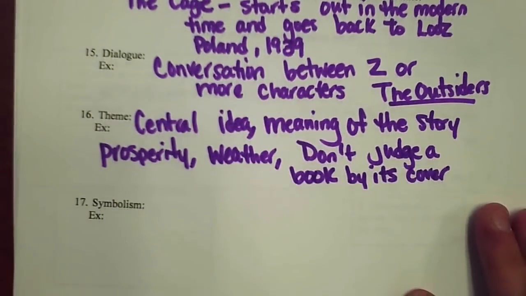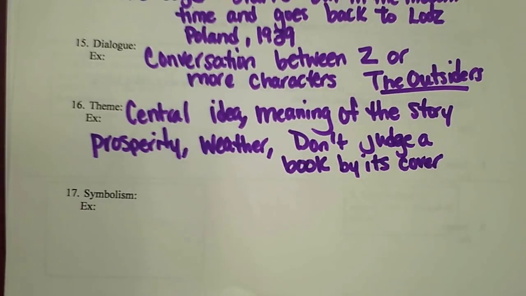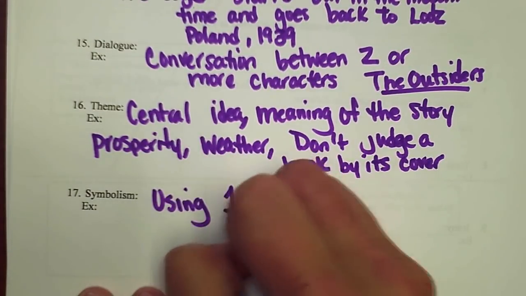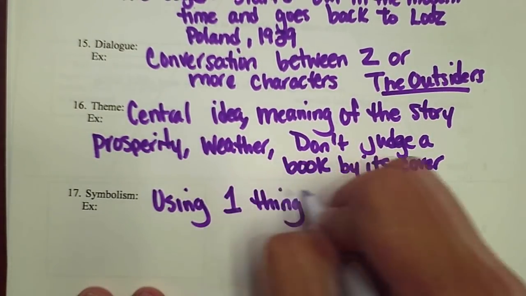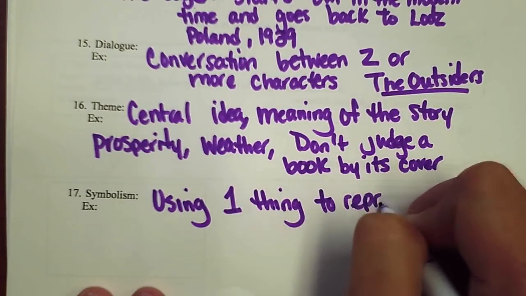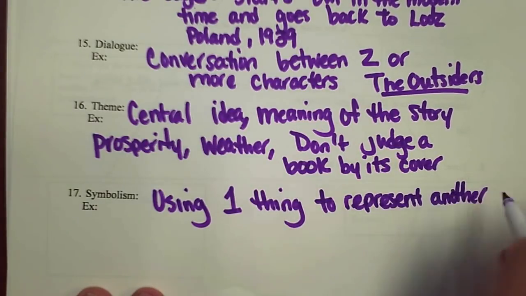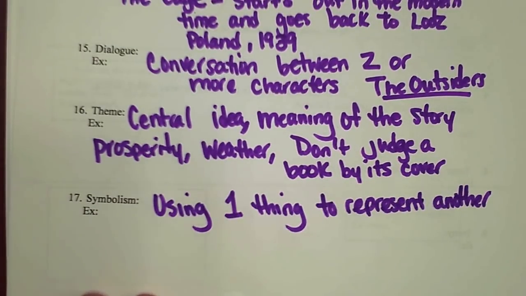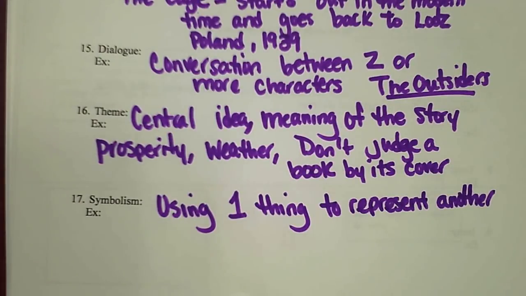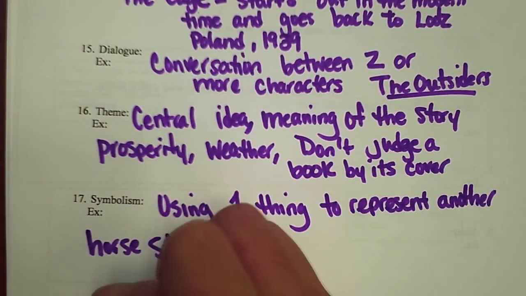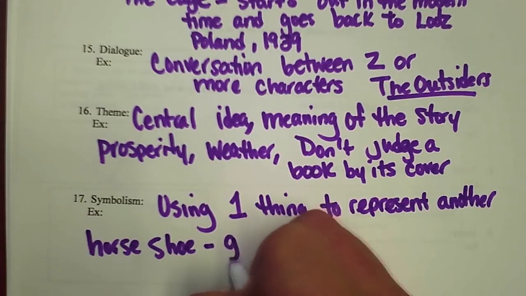Okay, last one for this page is symbolism. Symbolism is using one thing to represent another. I hope I didn't cut this off. Okay, good. An example a lot of times that the kids come up with are examples of good luck and bad luck. Like a horseshoe, right, represents good luck.